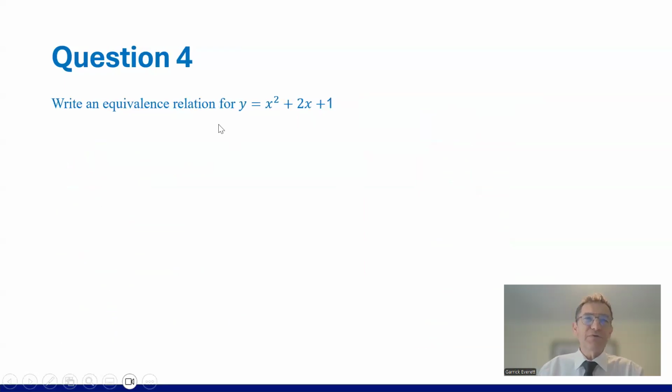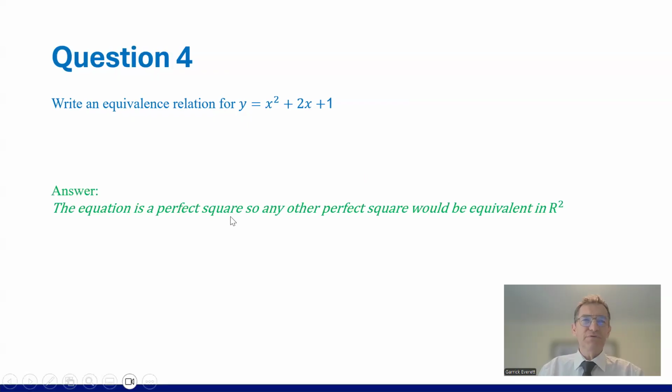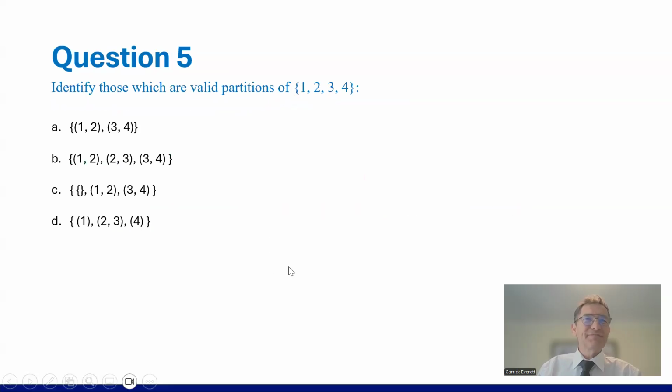Question 4. Write an equivalence relation for y equals x squared plus 2x plus 1. Well, this is really a straightforward, knock it out of the park one. What is this? Well, that is a perfect square, obviously. So any other perfect square will satisfy that in R2. So we'll just make one up: x squared plus 4x plus 4. There we go. Done. So pretty easy. You should be able to figure that one out pretty easily.